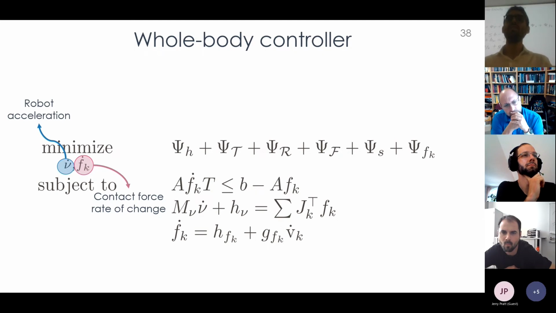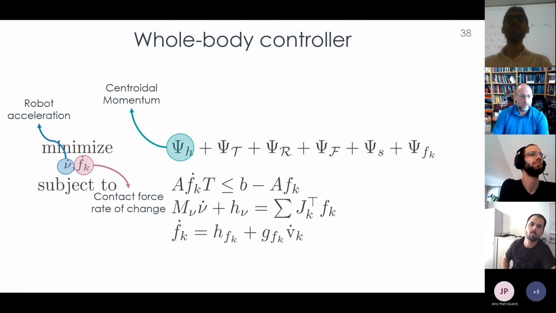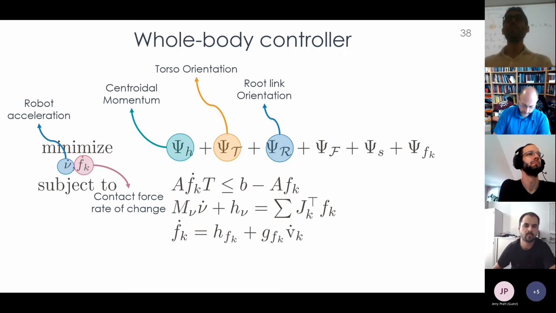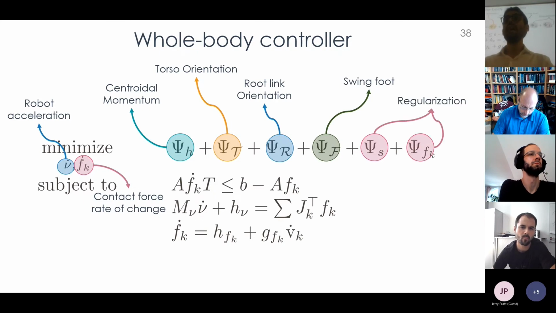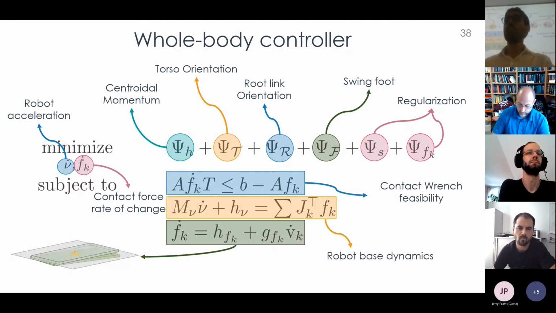And so we assume that it's possible to control the rate of change of the contact force, which actually depends on the robot acceleration. So we have a cost function with several terms. The first one is a centroidal momentum tracking task. We also have some regularization terms, one for the torso orientation and one for the root link orientation, a swing foot tracking task, and regularization for the joints and for the contact forces. In order to have feasible contact forces, we also have a task for the feasibility. Of course, we consider the robot-based dynamics and the contact dynamics.